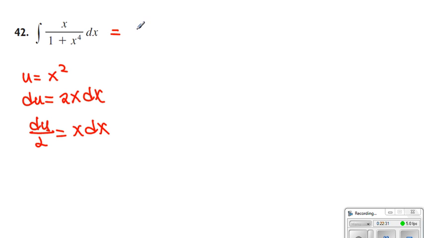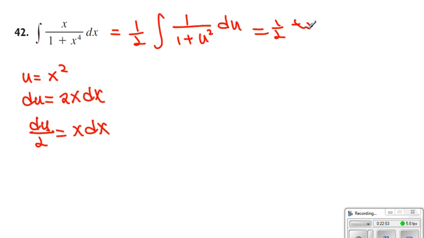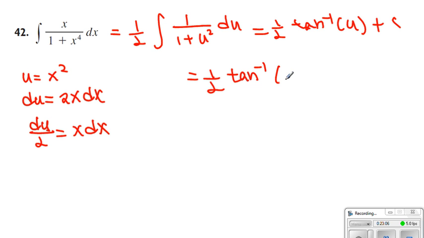So here we can rewrite this one as 1/2 with the coefficient and 1 over 1 plus, since x squared is u, u squared and du. Now, this one should look somewhat familiar because, yes, that's right. That's equal to arctangent of u plus c. Since u equals x squared, we end up getting 1/2 arctangent of x squared plus c.